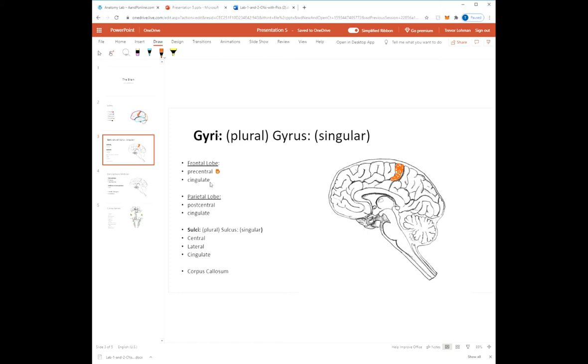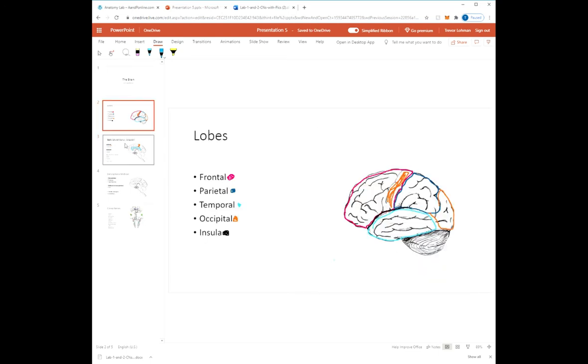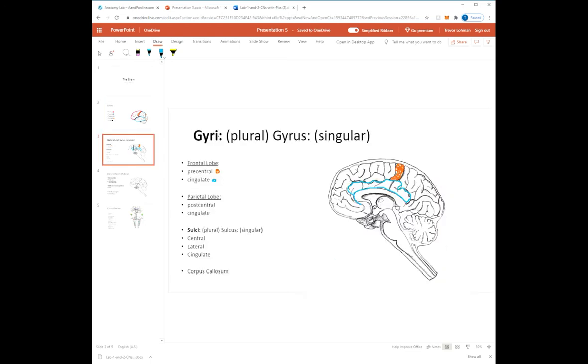The cingulate gyrus is a gyrus that wraps around another structure called the corpus callosum. Okay, so let me outline the cingulate gyrus. There we go, that's the cingulate gyrus. We cannot see that on this view, it's just on the sagittal view.